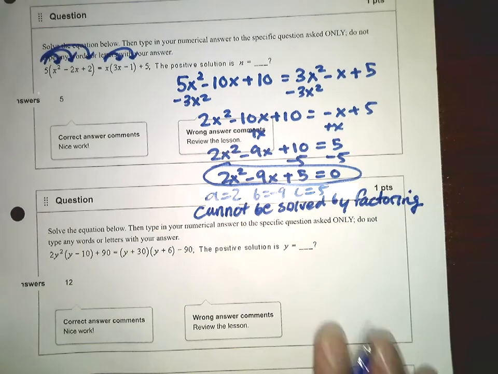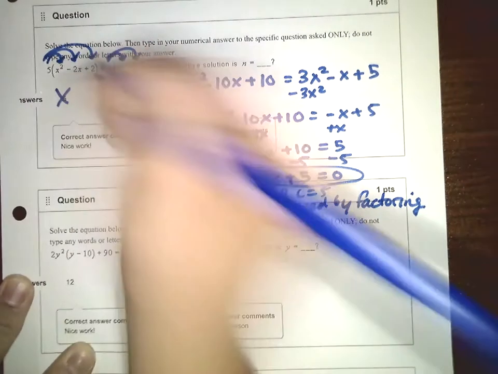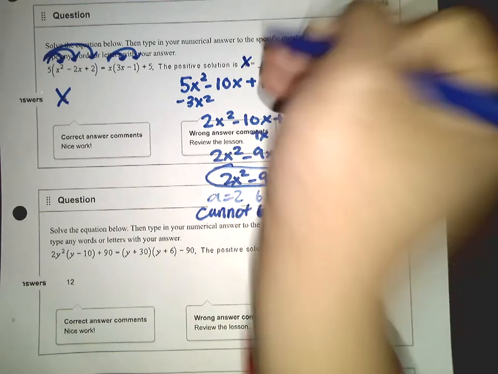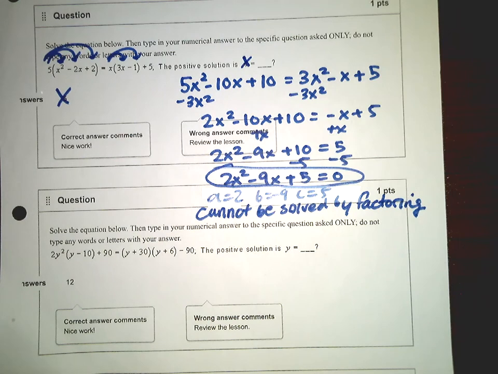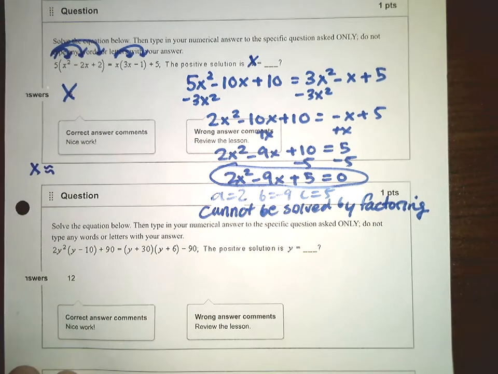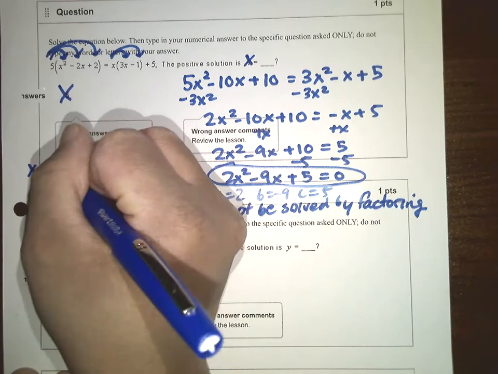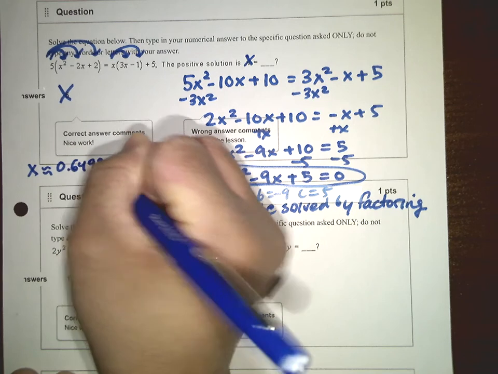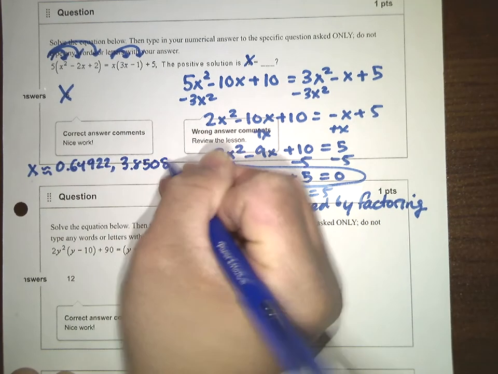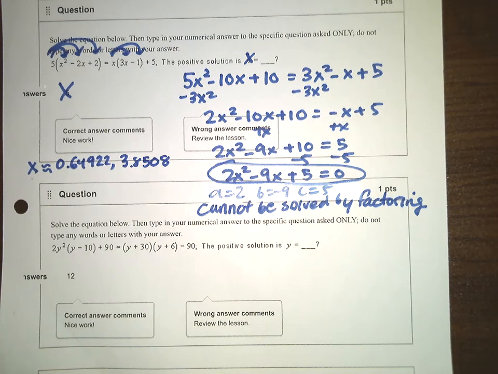So what does that mean? Well, that just means that this is a problem that we will do in a later class. And actually, the variable should be x here and not n. But I do know that I'll give you an approximate value of x again so that you can feel a little bit better about this. So 0.64922 is one of the x values, and 3.8508 is another one of the x values. So I hope that you enjoyed that problem here.